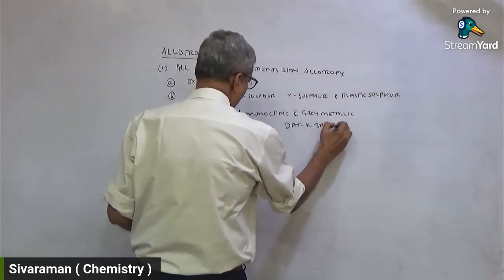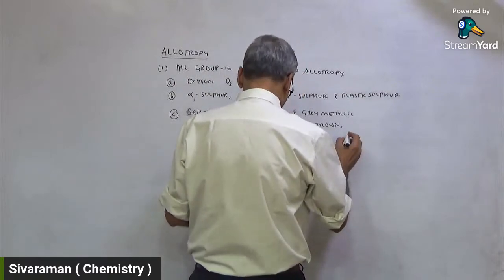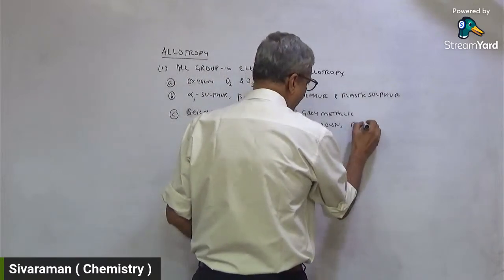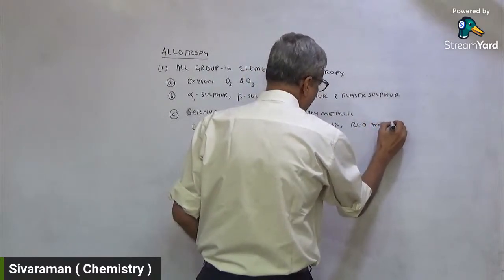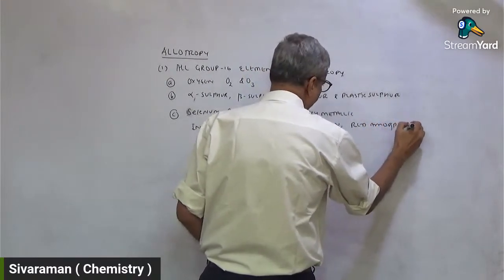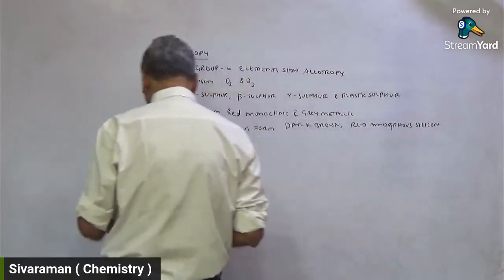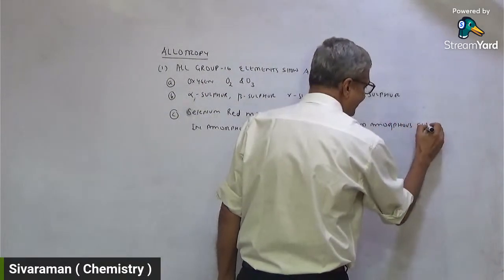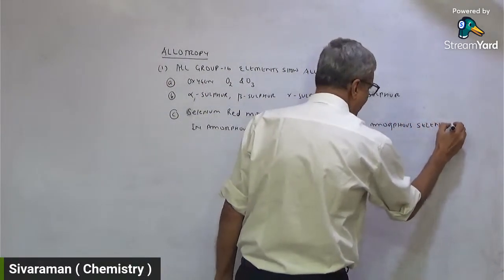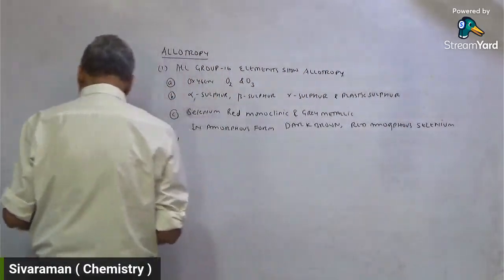We have dark brown. Then we have vitreous red amorphous selenium. Red, not silicon, selenium, red amorphous. I don't know why I'm saying this, the name is selenium. Okay.